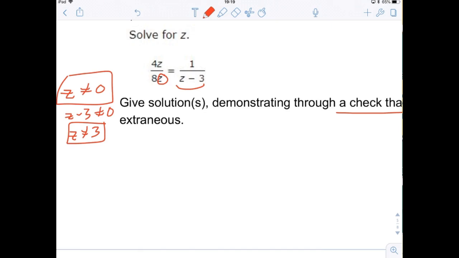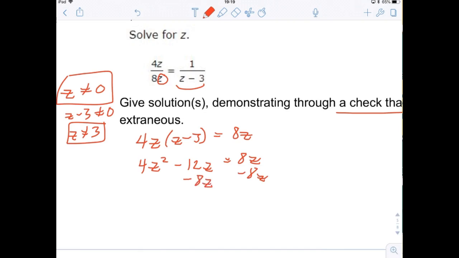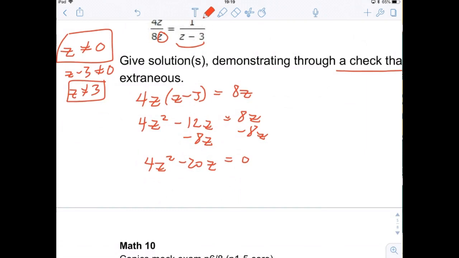Let's cross multiply so that we can solve this, okay? So I would have 4z times z minus 3 equals 8z. Then I'm going to expand. 4z squared minus 12z equals 8z. Now I'm going to try to put everything on the left side and leave 0 on the right side. I'm going to subtract 8z from both sides. And then I'll have 4z squared minus 20z equals 0. Now I'm going to try to figure out what values of z make this true.